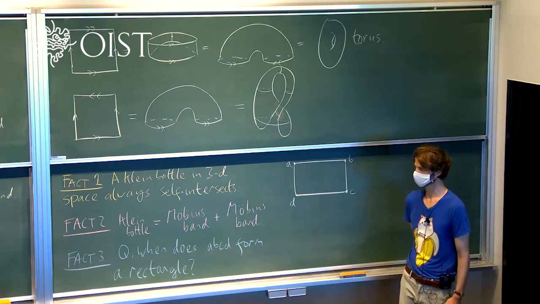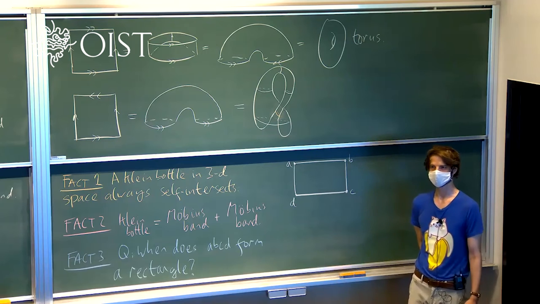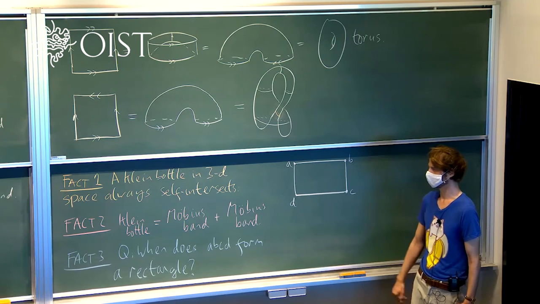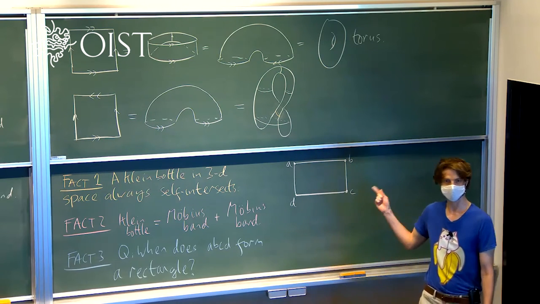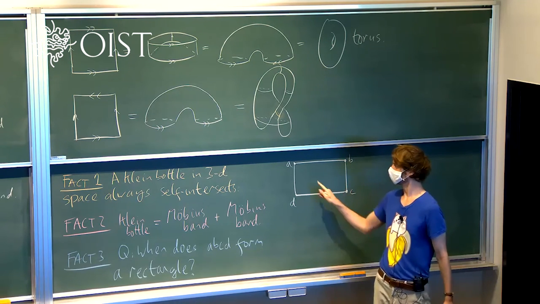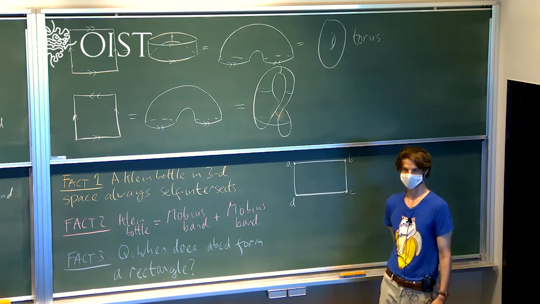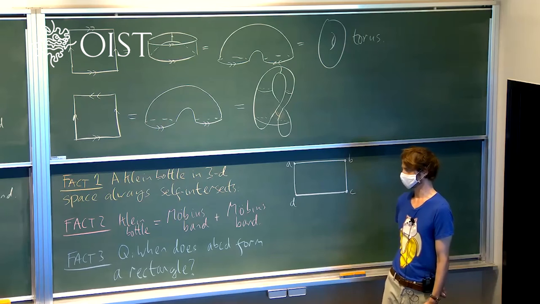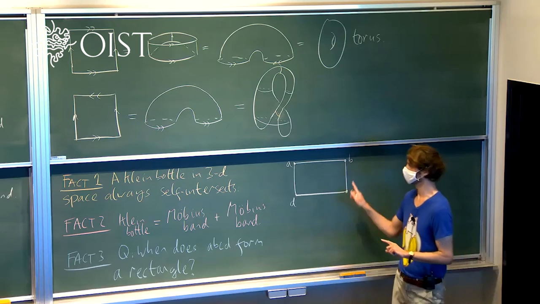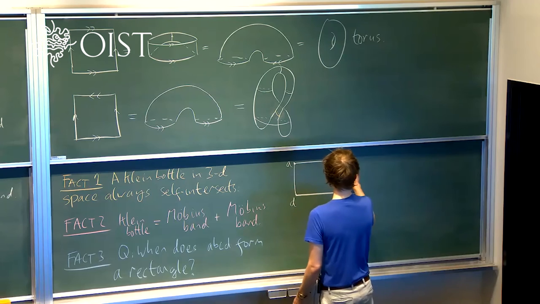That's the question. There are several good answers to this, several correct answers as well. And the standard answer, of course, is that this quadrilateral is a rectangle when these four angles are right angles. That's the standard answer, and it's a good answer. But it's not the answer that's going to be useful for us. The answer that's going to be useful for us is actually in terms of the diagonals of this rectangle. So let's put in some diagonals.